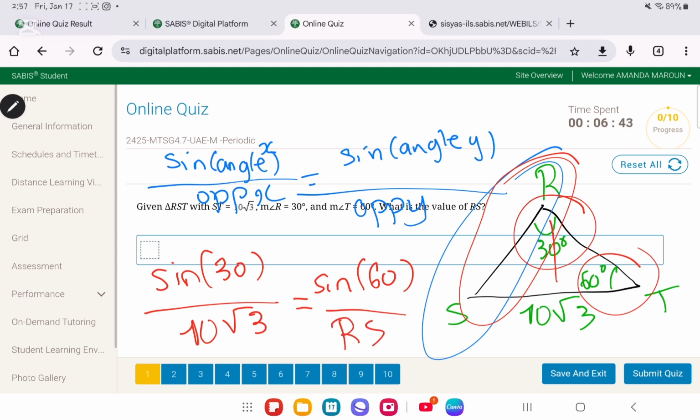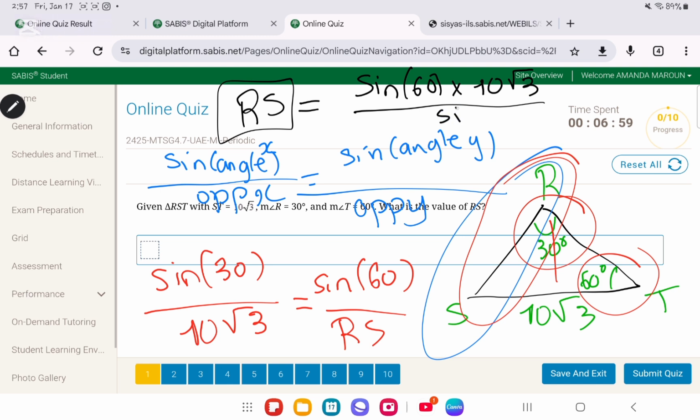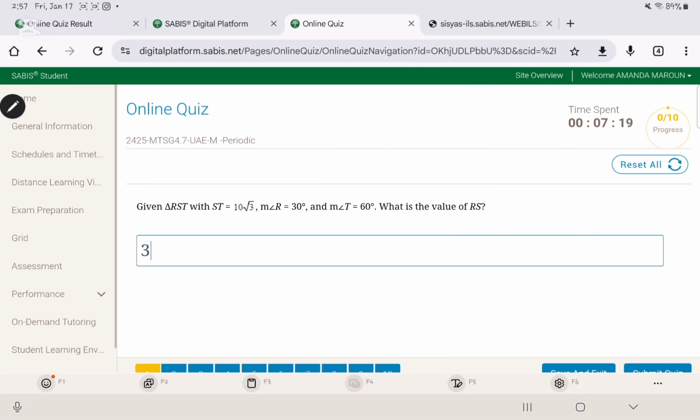So very simply, if we are going to change it into an equation, it is going to become RS, which is our main subject, is equal to sine 60 times 10 radical 3 divided by sine 30. And if we do it on our calculator, sine 60 times 10 radical 3 divided by sine 30, we are going to get an answer of 30.